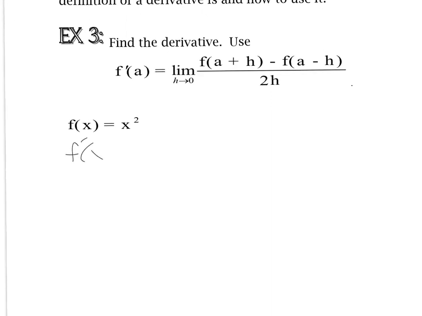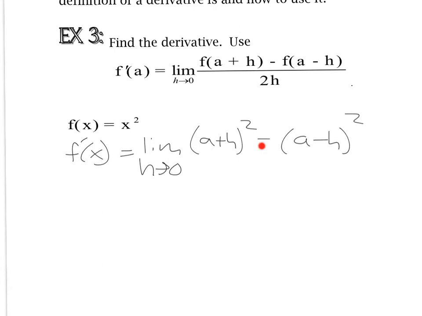So f prime of x equals the limit as h approaches 0 of, well, a plus h inside x squared. That would be a plus h squared minus, parentheses, a minus h squared. And I think that this negative sign is going to be relevant here, and so we're going to need to keep track of these parentheses over 2h. Okay, the limit as h approaches 0.